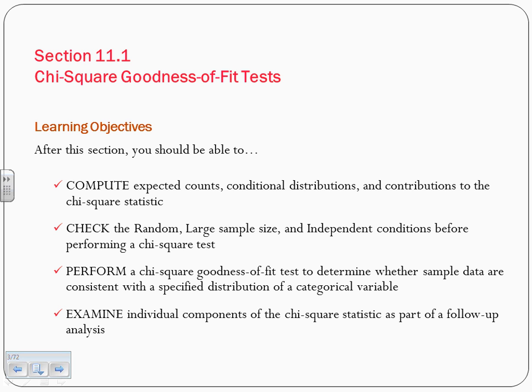Anyway, so section 11.1: compute expected counts, conditional distributions, contributions to the chi-squared statistic. Check all your conditions, and then we're going to perform the chi-square goodness of fit test to see if it's consistent with a specified distribution of a categorical variable, and then examine individual components of the chi-squared statistic as part of a follow-up. Woohoo! Let's get started.